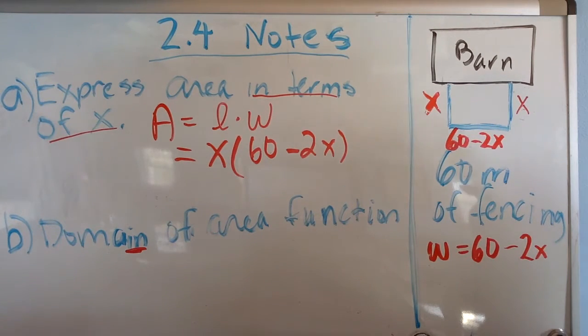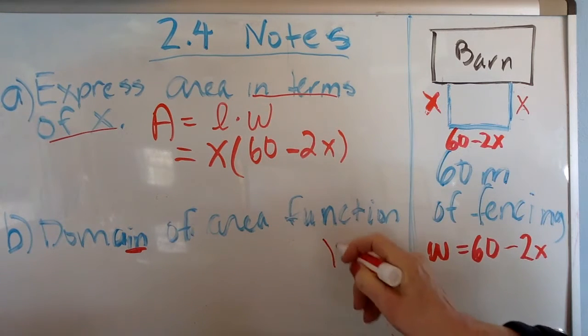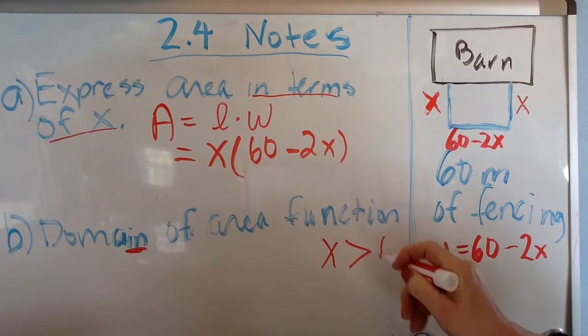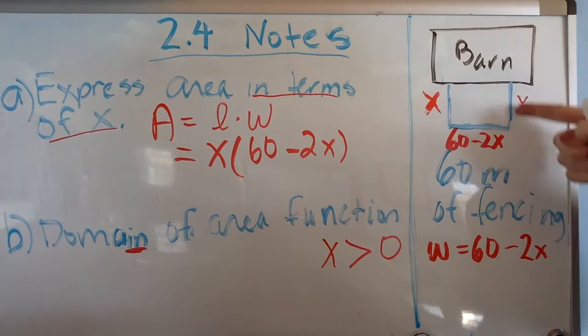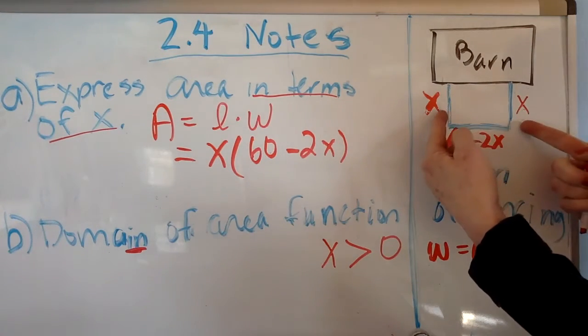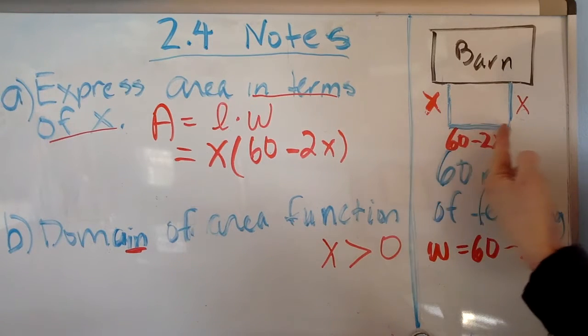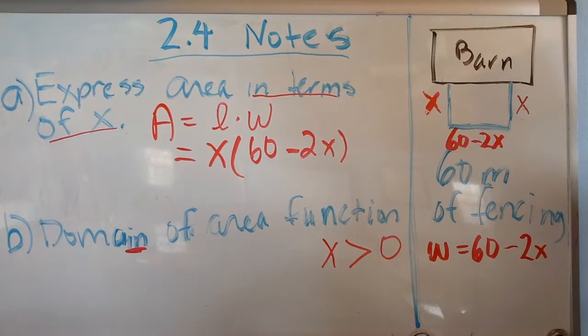Well, I know right away that x has to be greater than 0. It can't equal 0, so I'm just going to put greater than 0. I could possibly, if I wanted to, make this a half a meter and this a half a meter. That would be 1 meter for these two sides, and that would leave me 59 meters here, but I don't think that's going to make a very large area for the dog.